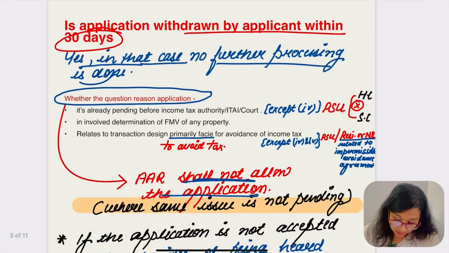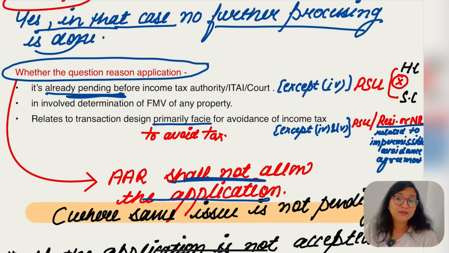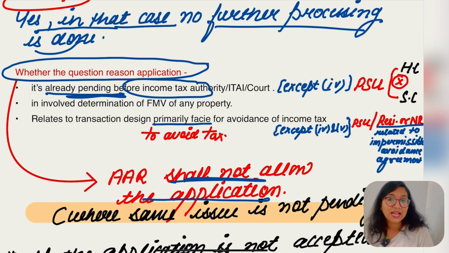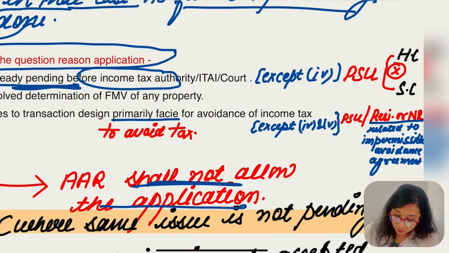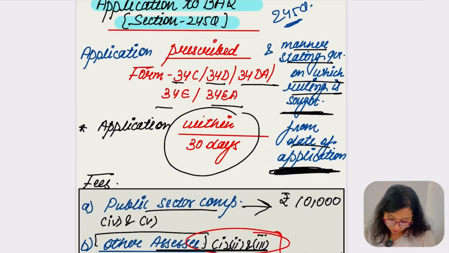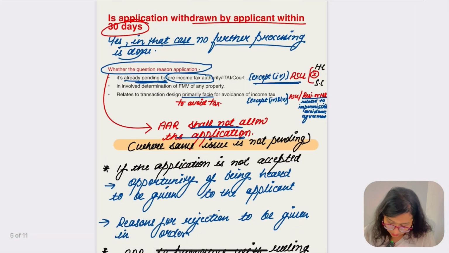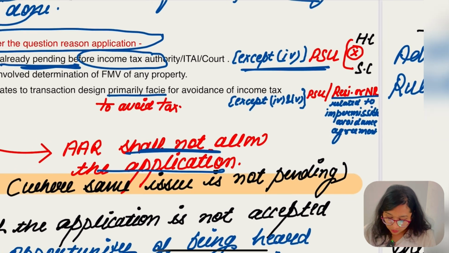Now, if any application is already pending before the Income Tax Authority or ITAT, in that case the person, the applicant, cannot file for an advance ruling. Is it clear? Hope this part was clear. But there is one exception in the case of PSU. PSU, do you remember the fourth point? Let's go and check this out.